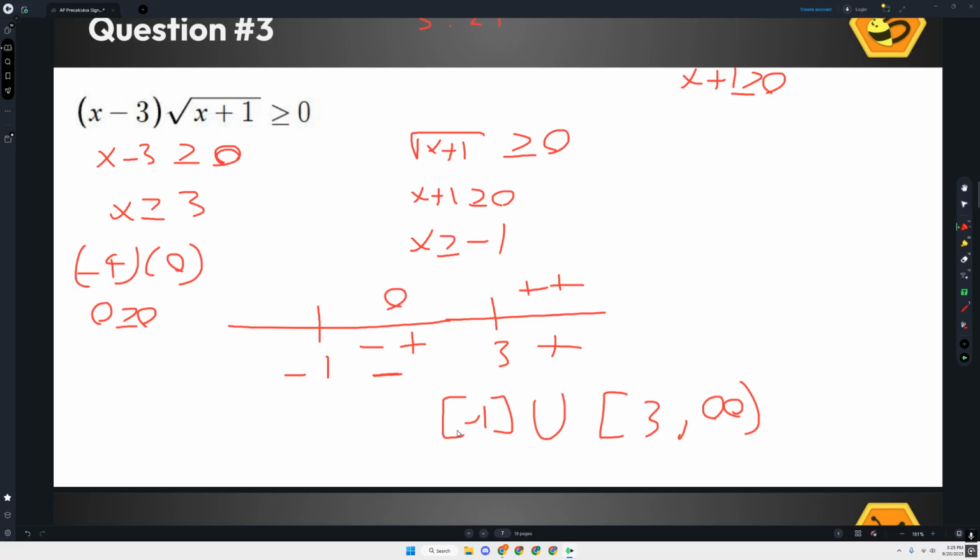So for AP pre-calc, you put it in interval notation. Yes. I'm pretty sure for calc, you also put it in interval notation. I haven't gotten to calc interval notations yet, so.